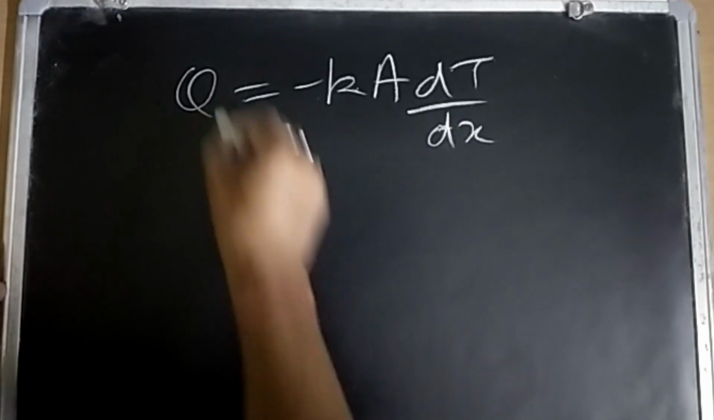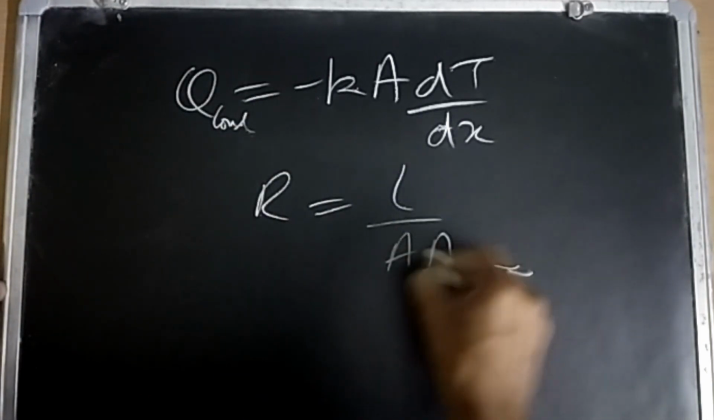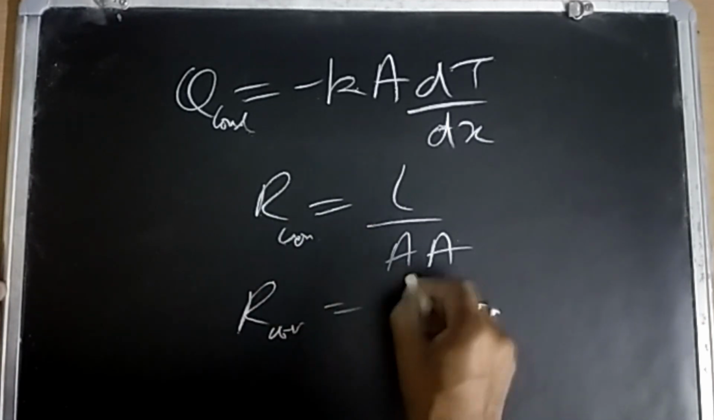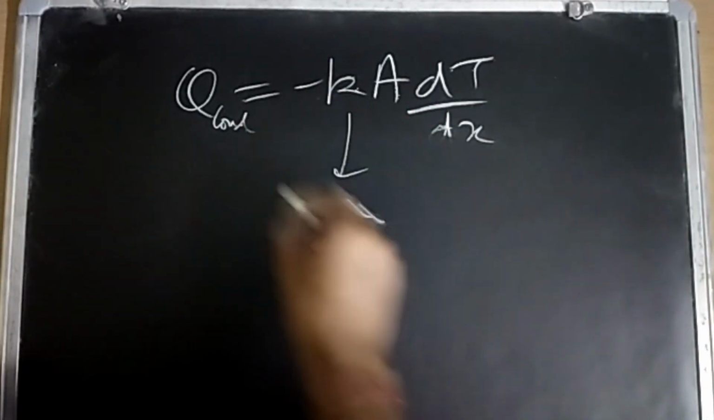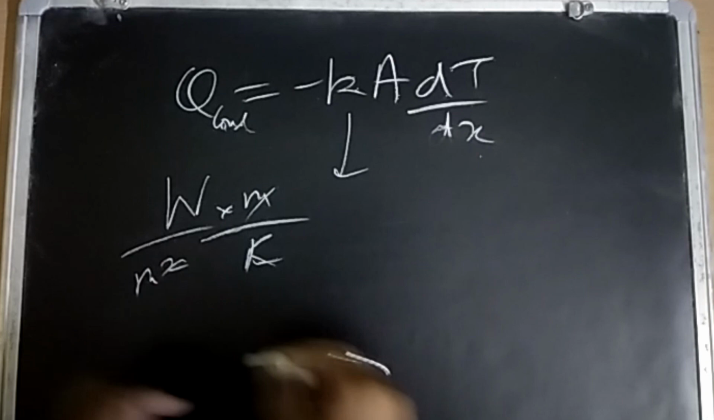Now the resistance in conduction is L by kA, and for convection it is 1 upon hA. Units of k are very important. How to find them? It is watt per meter square into meter upon Kelvin, so it is watt per meter Kelvin.